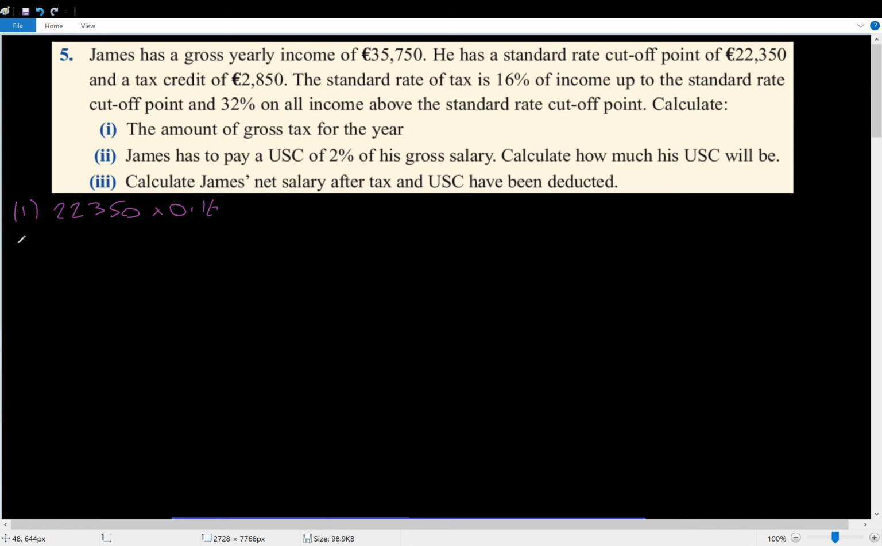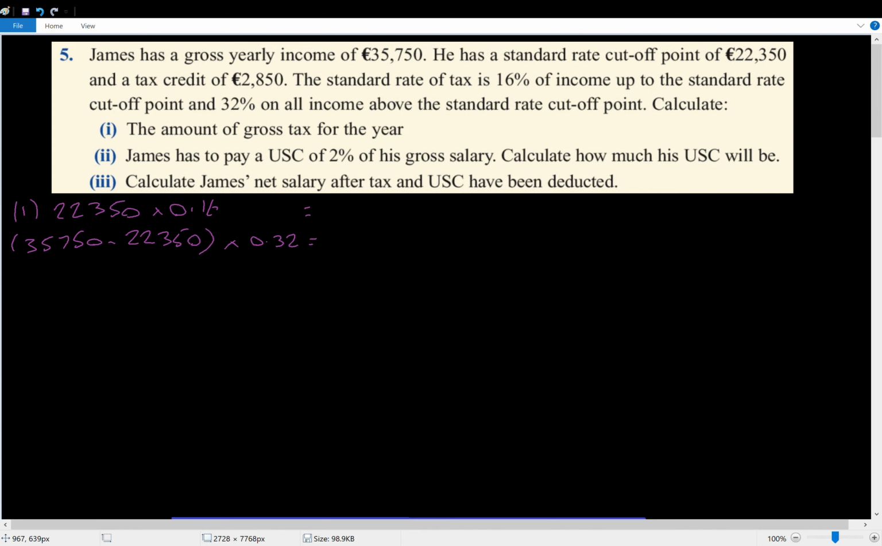Then for everything above the standard rate, we need to find the difference between his gross income and the cutoff point. So that's going to be 35,750 minus 22,350, and that difference is going to be multiplied by the higher rate of tax, 32%, because that's what's paid on all income above the standard cutoff point. So 0.32.